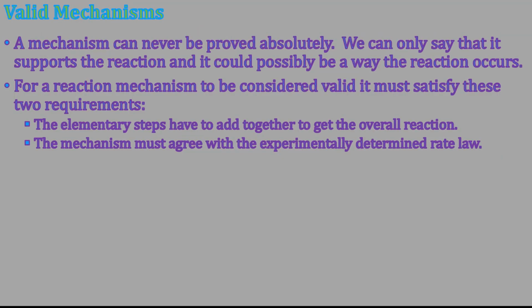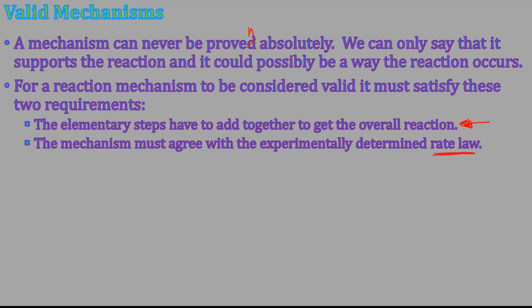Valid mechanism. A mechanism can never be proven absolutely. We can only say that it supports the reaction and it could possibly be a way the reaction occurs. So for a reaction mechanism to be considered valid, it has to satisfy these two requirements. The elementary steps have to add together to get the overall reaction. So you have to get the overall reaction when you add all the steps together. And the mechanism has to agree with the experimentally determined rate law.